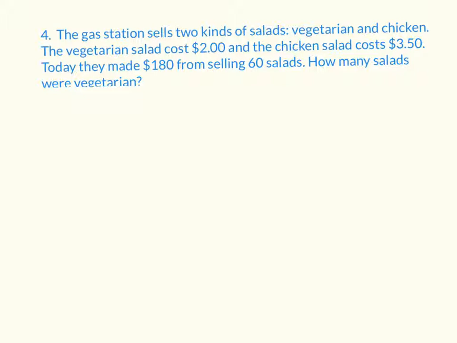Okay, we have 2 equations, but how we're going to do our 2 equations is one equation is going to represent money, and one equation is going to represent quantity. Okay, so first of all, we have a vegetarian plus we have a chicken salad. Okay, and we know they sold 60 of them. Okay, that's quantity. There's no money attached to that.